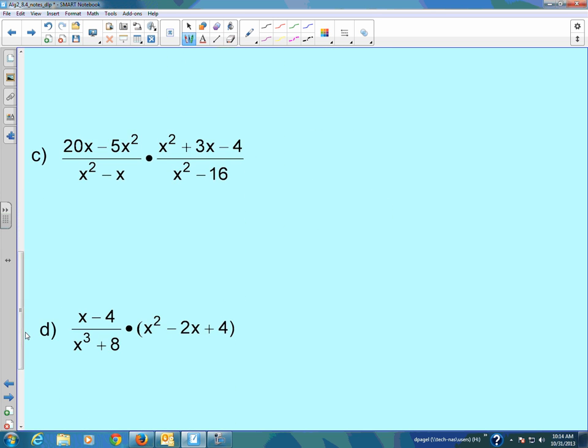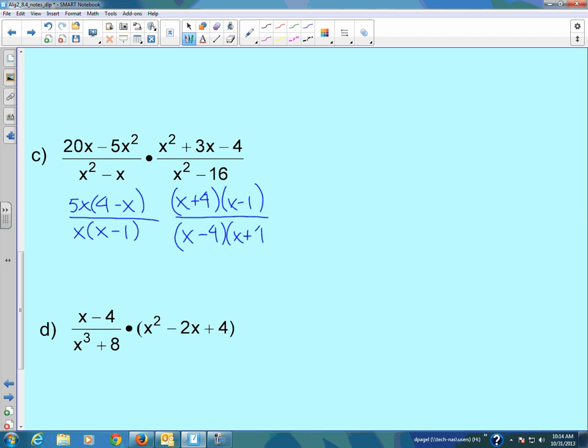Let's try this one. I'm going to pull a 5x out. We're left with a 4 minus an x. Here I can factor out a GCF of an x. We're left with x minus 1 for the denominator. X minus 4, or x plus 4, and x minus 1 over the difference of squares. X minus 4, x plus 4.